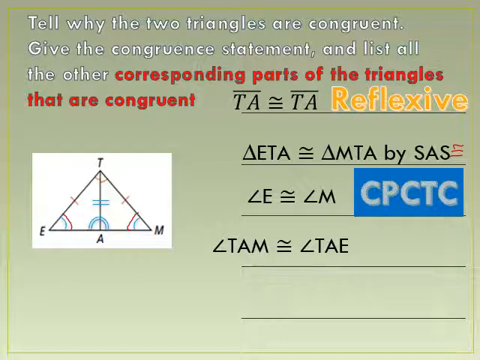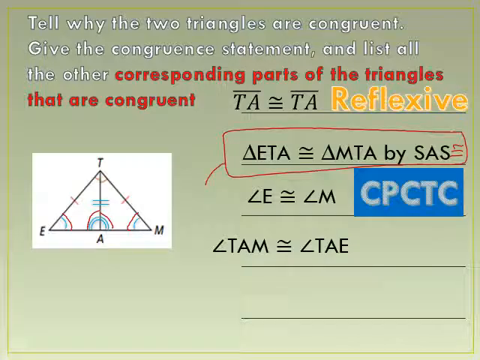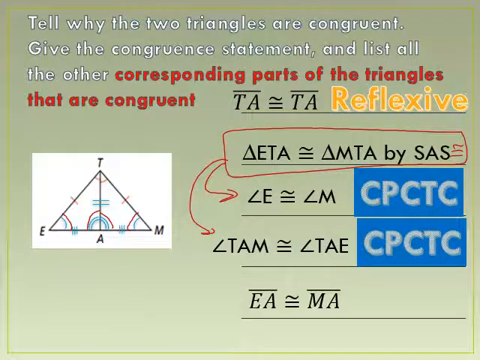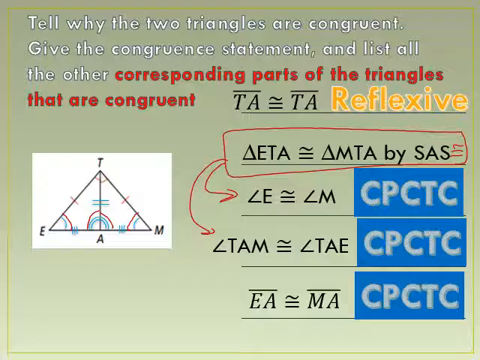We also could say that those two angles there at A are congruent, so angle TAM and angle TAE. I'm going to use a triple. We can say those two angles are congruent. Again, why? Because I proved the triangles congruent using my shortcut. So you can jump to both of these. You don't have to do them in any certain order. They're congruent by CPCTC. And then lastly, the unmarked side at the very bottom, EA and MA, are congruent by CPCTC again.